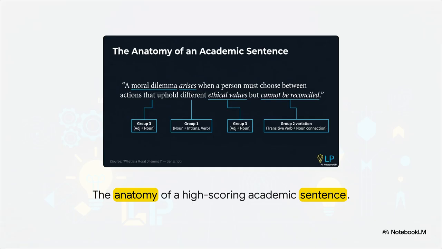Notice how the structural groups just seamlessly intertwine here? We've got Group 3, moral dilemma, sliding perfectly into Group 1, arises. Then we see another Group 3, ethical values, followed by a variation of Group 2, cannot be reconciled. Expert prose isn't just a random collection of big words, it's a carefully wired circuit of these exact collocation groups.